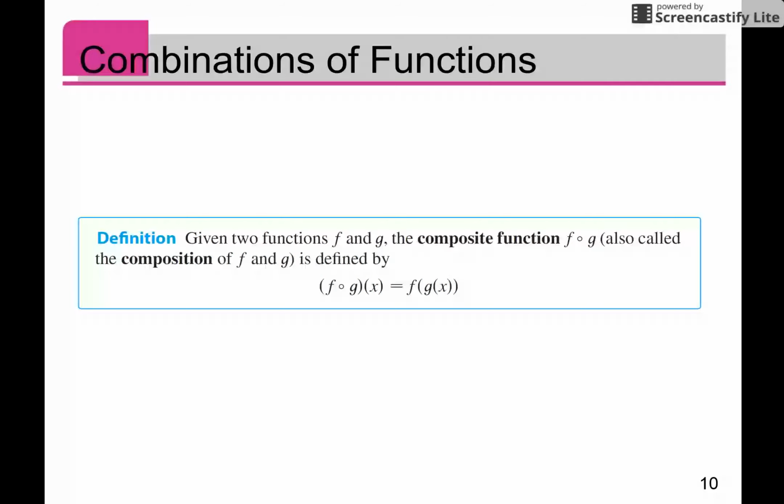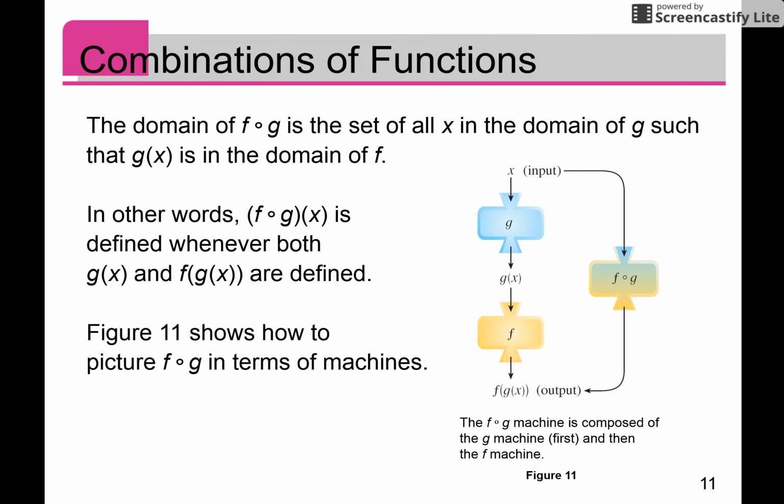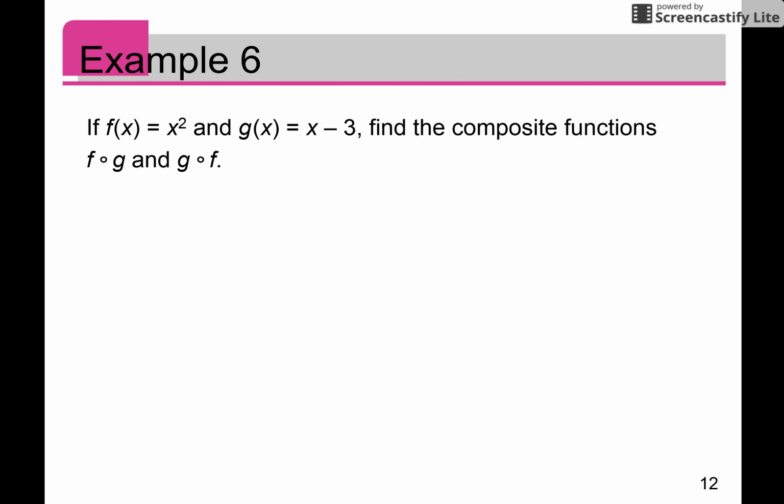The other way we can combine functions is through composition. Composition is where you put one function in as the variable in another function. Here's a diagram to illustrate that process. In order for this to be defined, what goes in has to be defined. So we start with the domain of g of x, and then what comes out has to be defined. So we then further reduce that domain by anything we need to make sure that the output's defined.